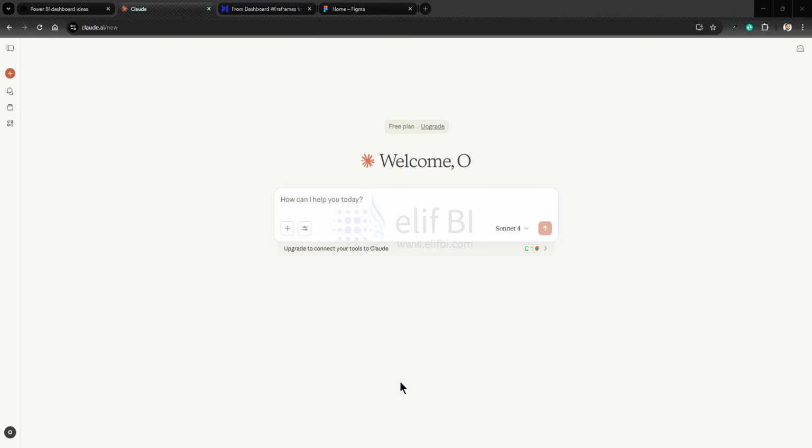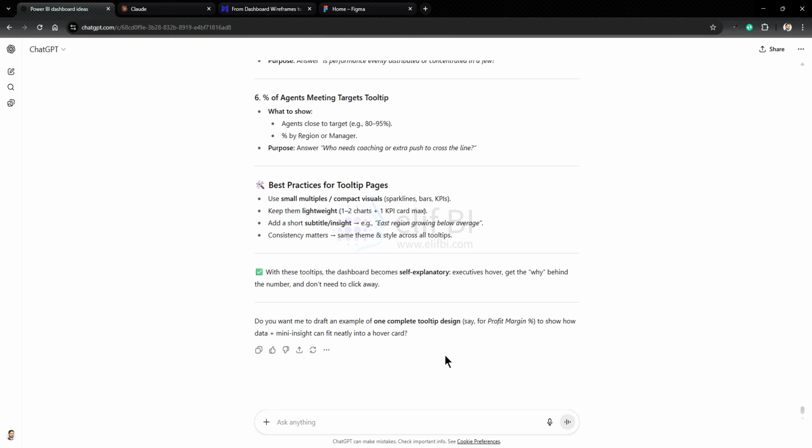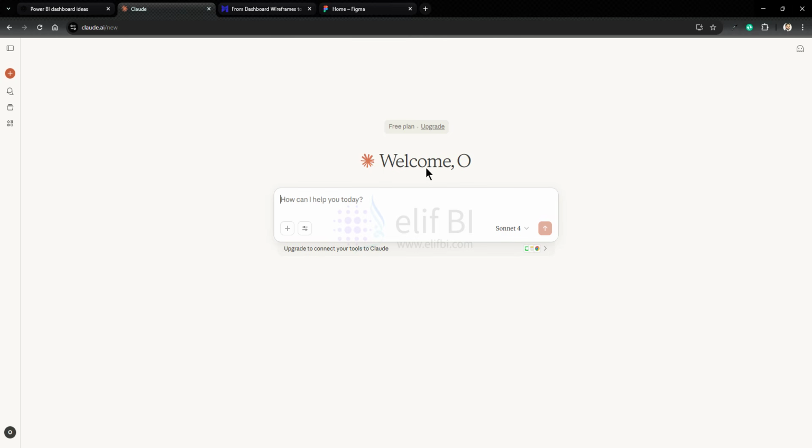Regarding the use of AI in building the wireframe, I think it depends on the tools that you are using. Sometimes we can use ChatGPT, but I don't think that ChatGPT is very efficient in drawing good and inspiring wireframes. But then there are other tools that you can use. For example, Claude.ai, as you can see on the screen. I'll copy the prompt here, which I have written before.